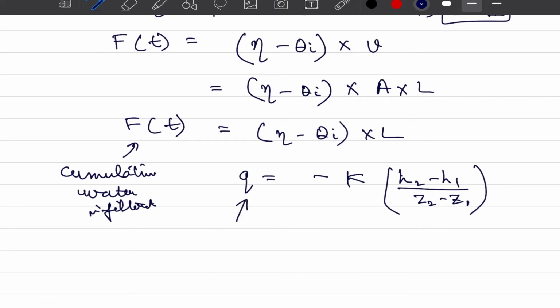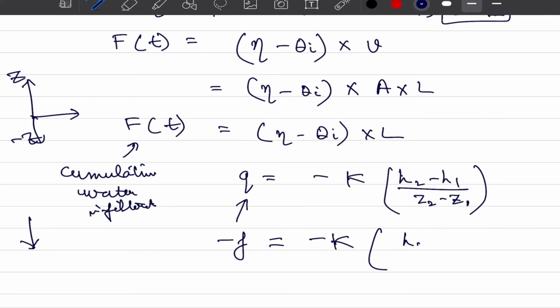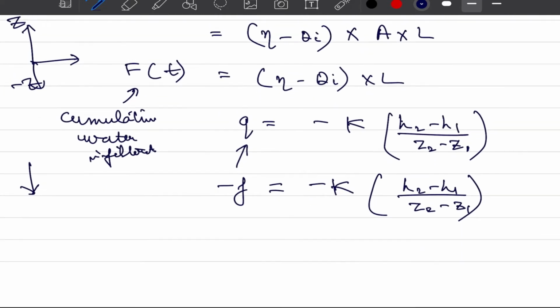And we also mentioned that infiltration is nothing but a negative q, because we say that infiltration always happens in the negative downward direction, and we had the convention that our positive z direction is this one and negative z direction is this one. So we can safely say that q is equal to minus f in magnitude. So we can write this as minus k times (h2 minus h1) divided by (z2 minus z1).